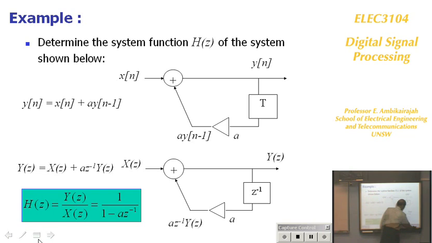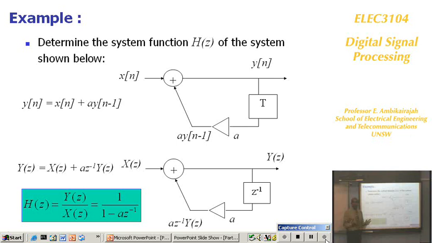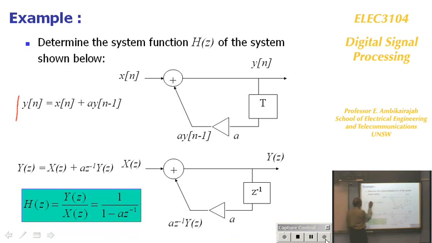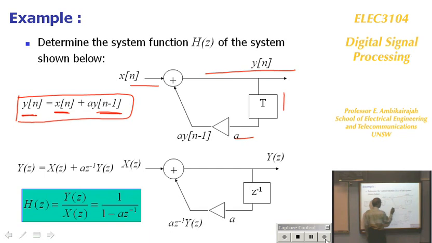Here is an example I'd like you to look at very carefully. Very simple example. The difference equation is given to you here. What does the difference equation say? y[n], the current output, equals the current input plus the past output multiplied by A. So I draw the structure. x[n] comes in, y[n] is here, a delay, and A, and this one adds up. That's my structure. Perfect.